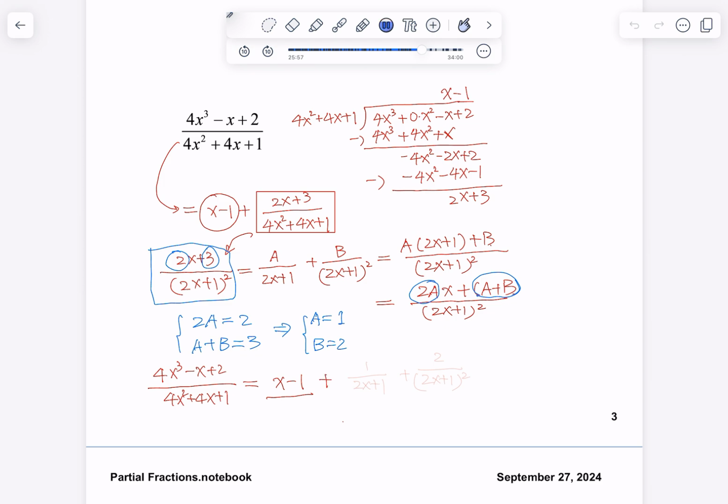Now for the remainder part, you have the decomposition of the partial fractions with A and B, which is written as 2x plus 1, because A equals 1, plus 2 over 2x plus 1 squared. This is the final decomposition.